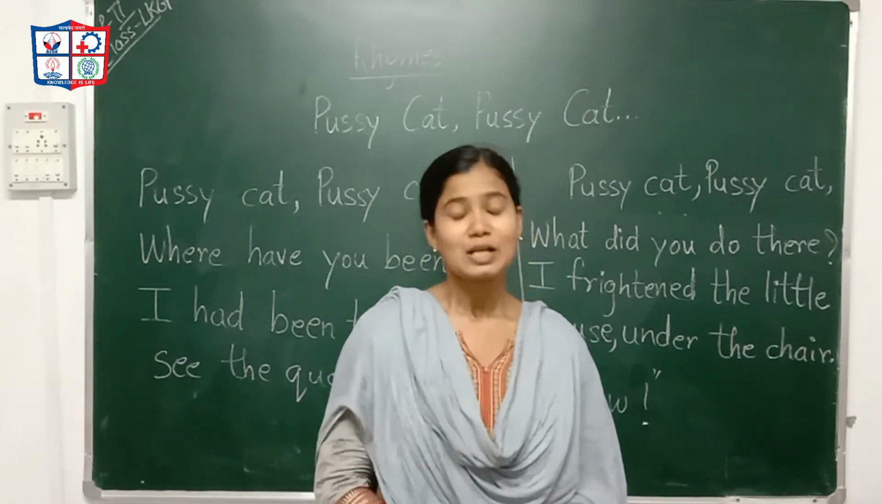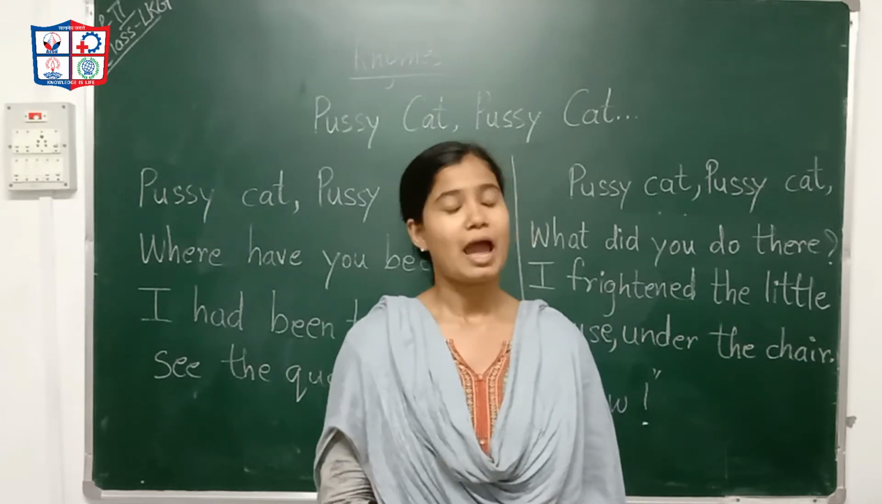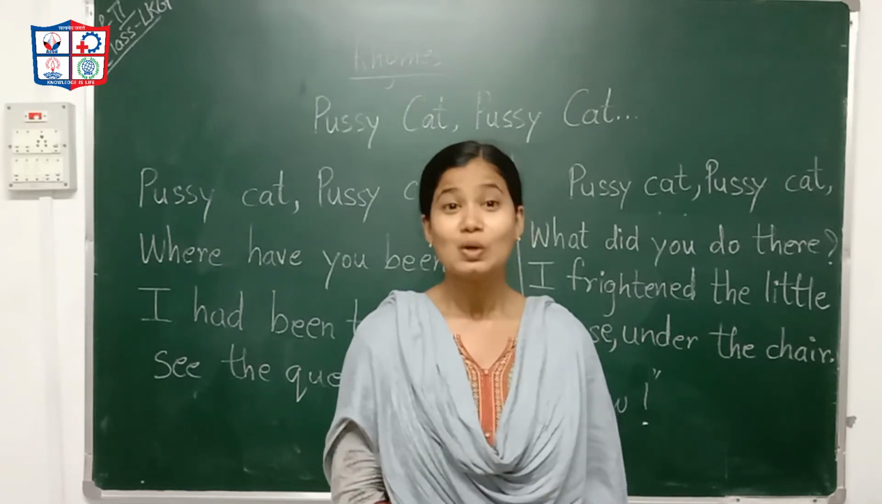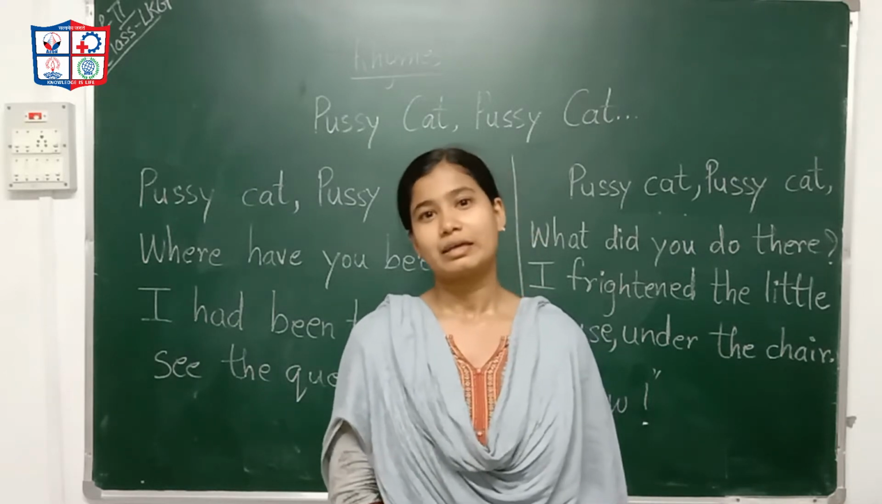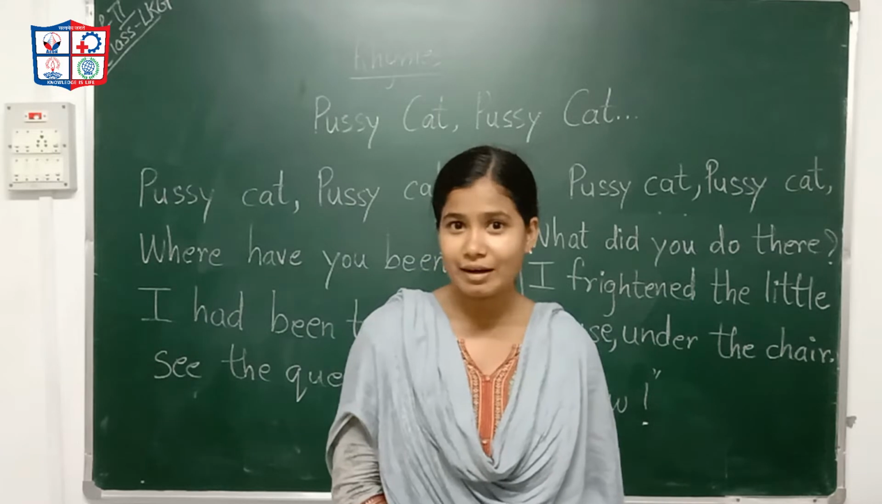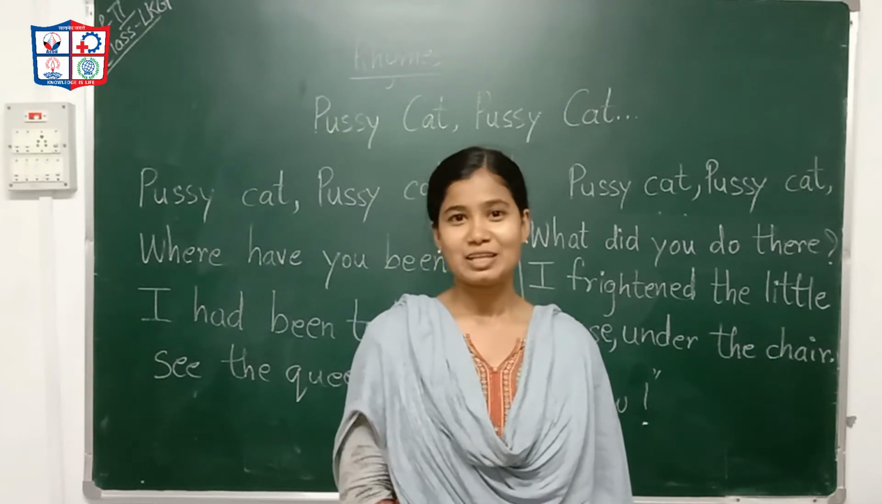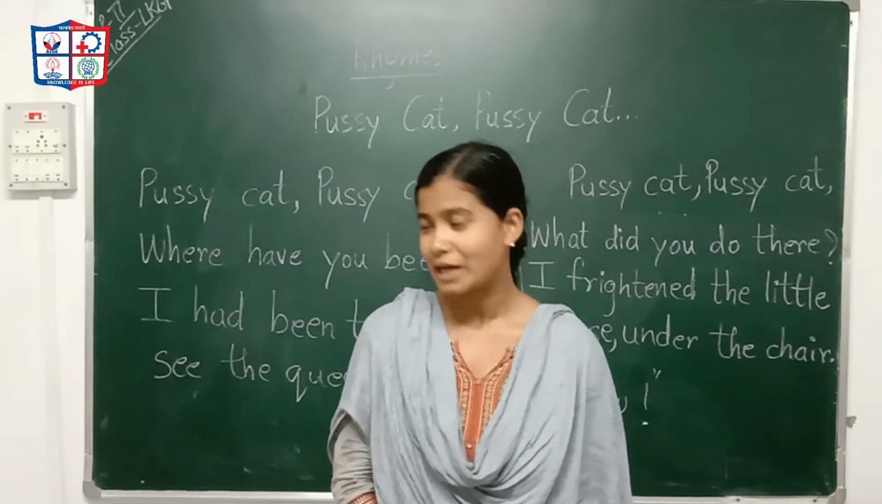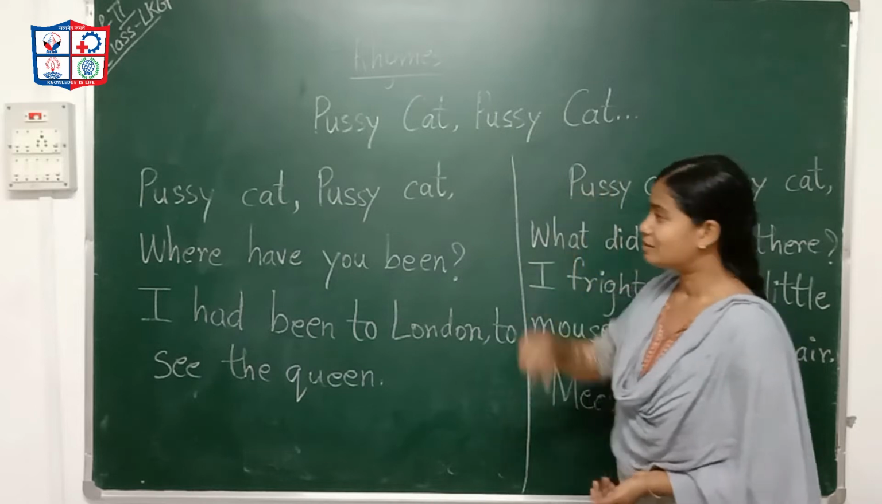Meow, right? So today we are going to learn about the cat whose name is Pussy and who visited London to see the queen, alright? But there she saw a rat and she frightened the rat, and the rat goes under the chair of that queen and then she said meow, alright? So let's see. Pussy cat, pussy cat.